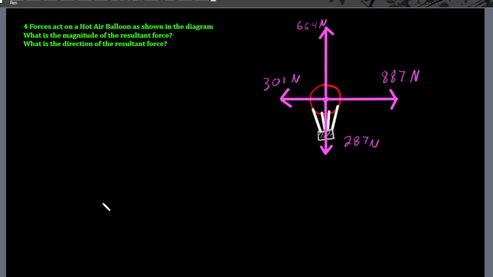Today we are going to be answering a question from your homework on forces and free body diagrams. It says, four forces act on a hot air balloon as shown in the diagram. What is the magnitude of the resultant force and what is the direction of the resultant force?